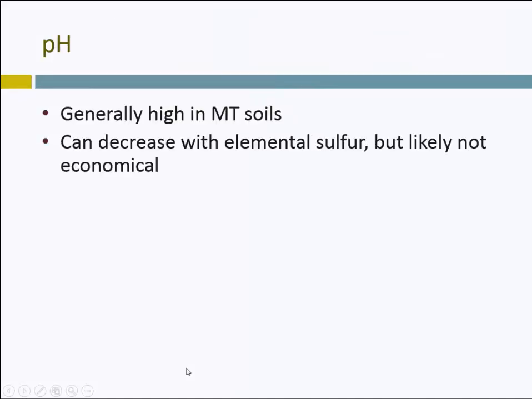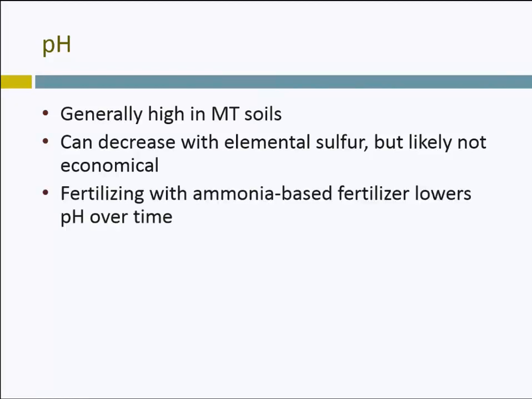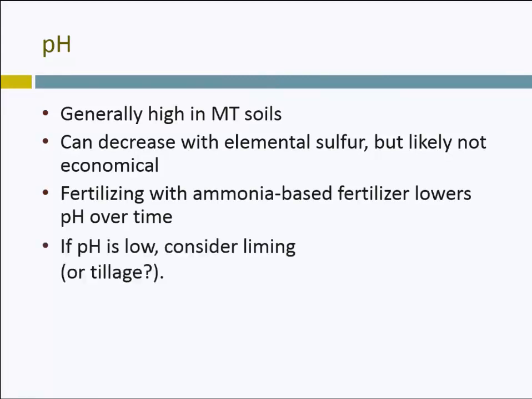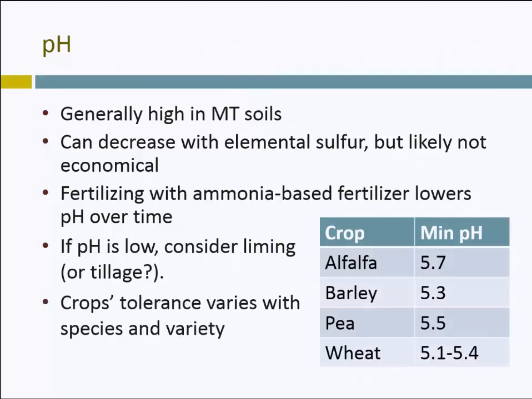So as I mentioned, pH is generally high in Montana soils. It can decrease with elemental sulfur, but that's likely not economical for large acreage operations. Fertilizing with ammonia-based fertilizer lowers pH over time. And if pH is low, you might consider liming or possibly tillage to bring up higher pH soil lower down in the soil horizon. And crops' tolerance to low pH varies with species and variety.